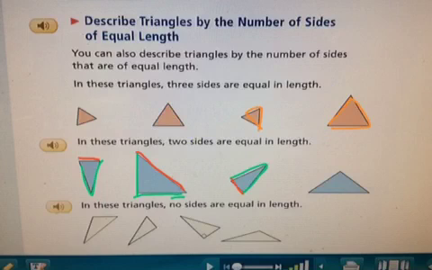And the last type of triangle we're looking at is this type of triangle where no sides are the same length. So if we look at these, this side is the longest side. This side is not the same length, and neither is this side. So all the sides are different lengths. If I measured them, none of the sides would be the same. So we have triangles that have all 3 sides that are the same. We have triangles that only have 2 sides that are the same. And we also have triangles where no sides are the same length.